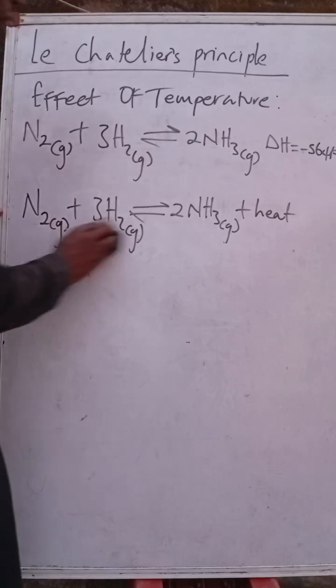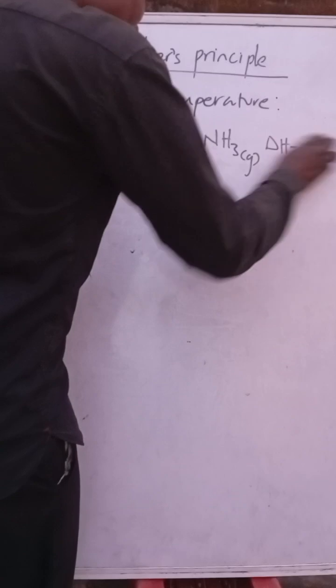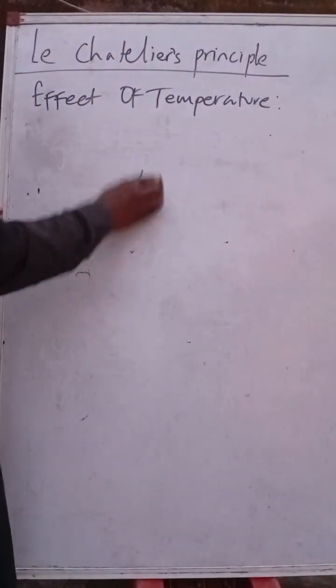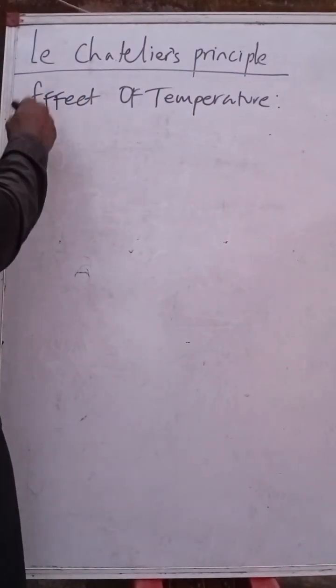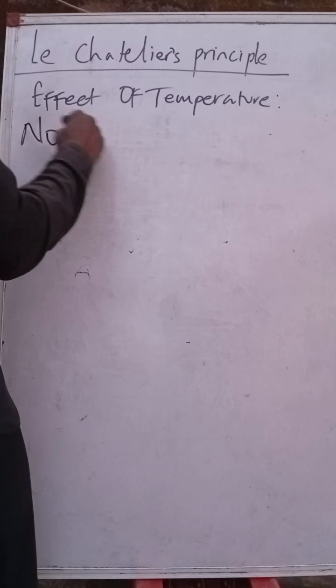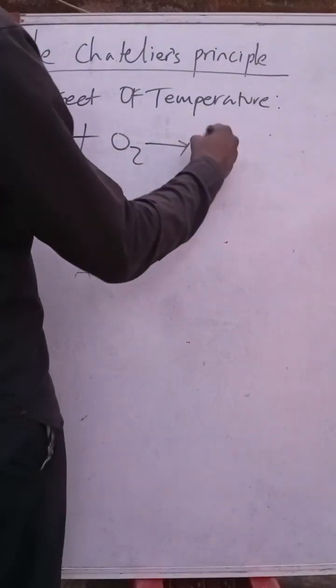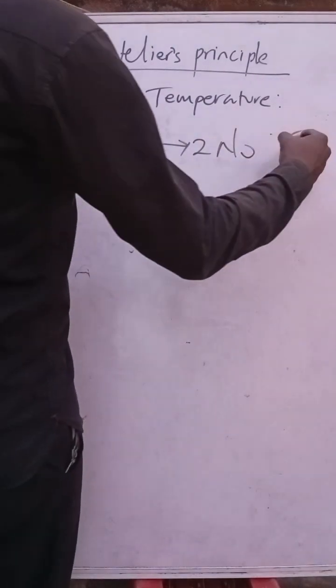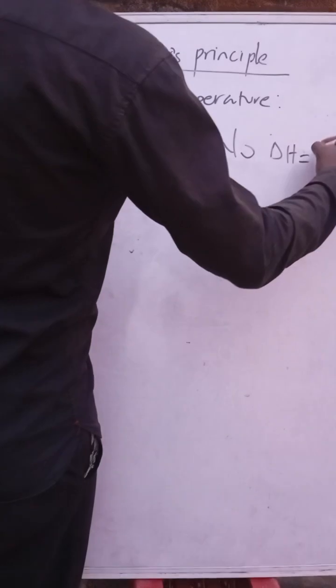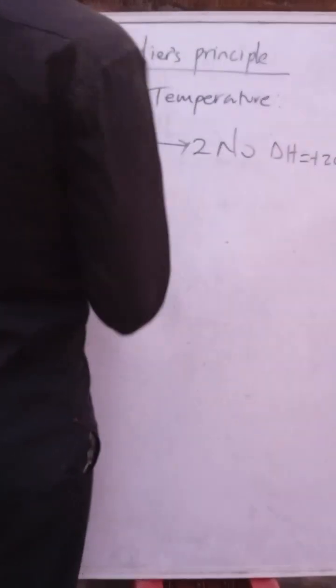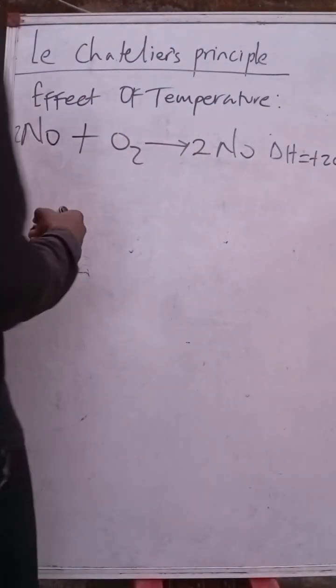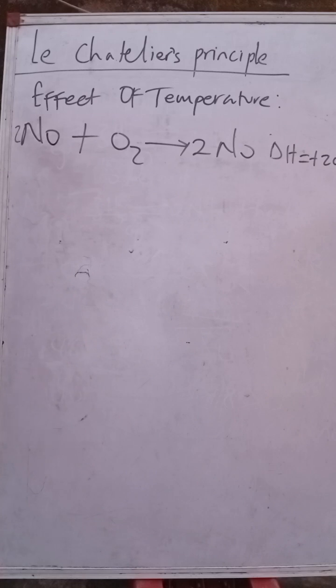Now, what if the reaction is endothermic? Let me use another reaction. Let's use this simple reaction: 2NO plus O2 to give 2NO2. Let's say delta H is equal to plus 200 kilojoules. So what does this mean? Now this simply means something.